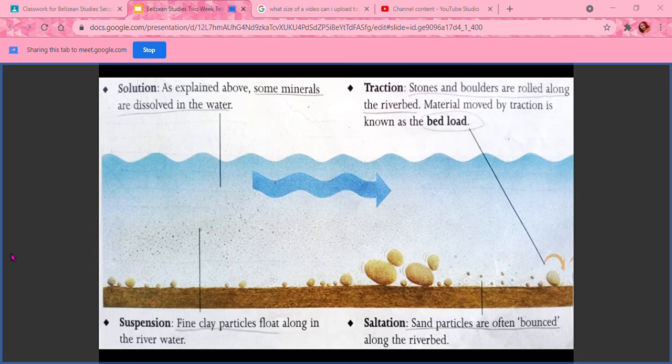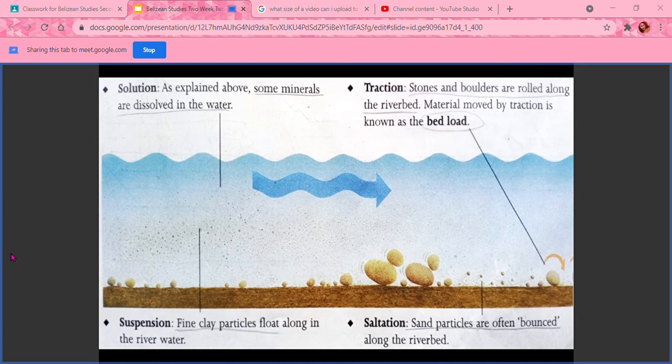We have traction, which is stones and boulders rolling along the riverbed. These are stones that are too heavy to be lifted and carried by the water. The energy of the river just rolls them around and rolls them and rolls them. It can't lift them up and carry them, and the stone is too heavy to float, so all it can do is roll it. The rolling movement is what we call traction.